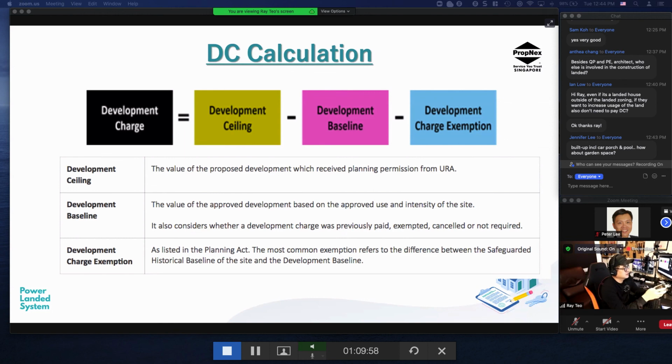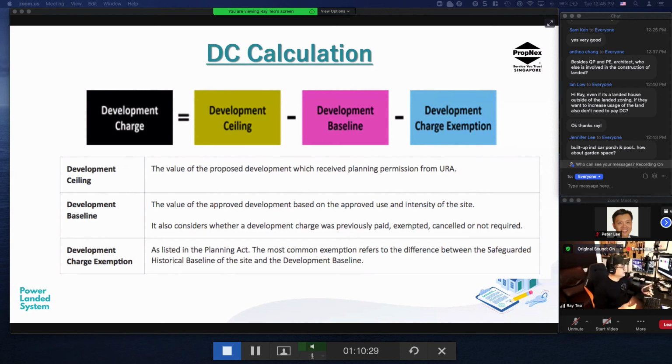No, cannot be 3,000. It should be 500 square meter, times 1.4 equals 700 square meter built-in GFA. If you already hit 1.4, when you do subdivision, you divide out the GFA, 350 each, then you don't need to pay. You do not need to pay DC charge at all.